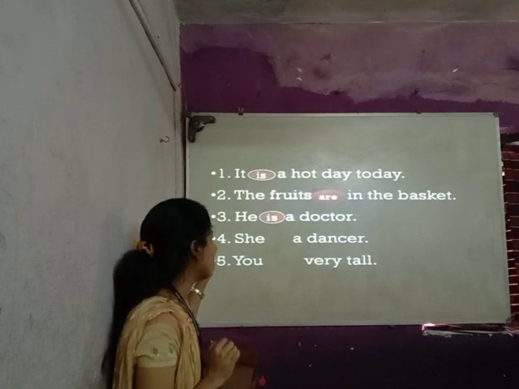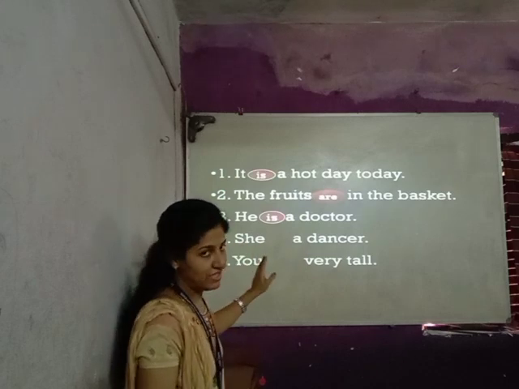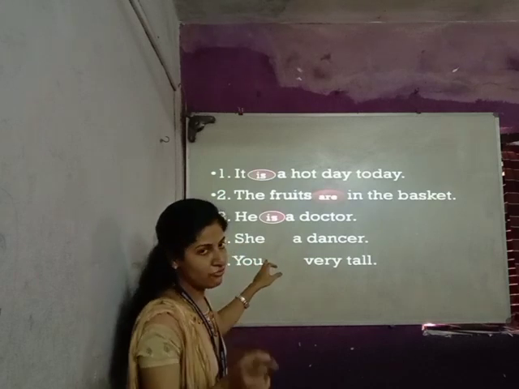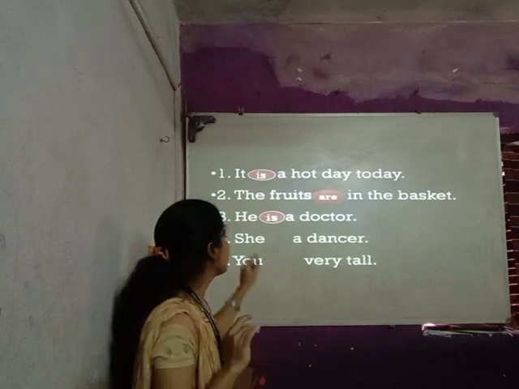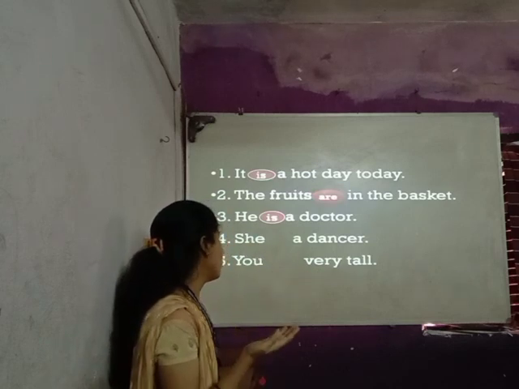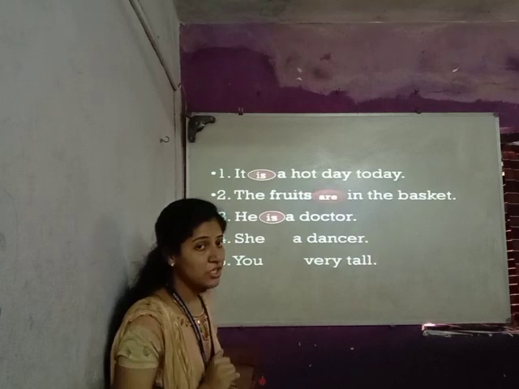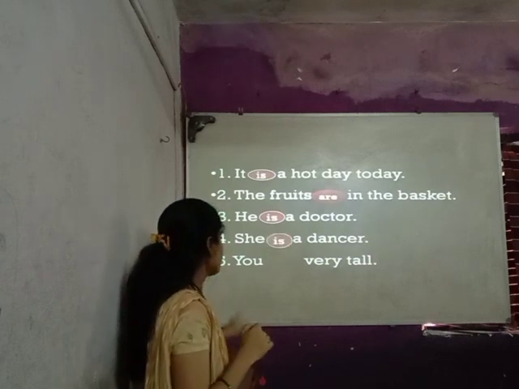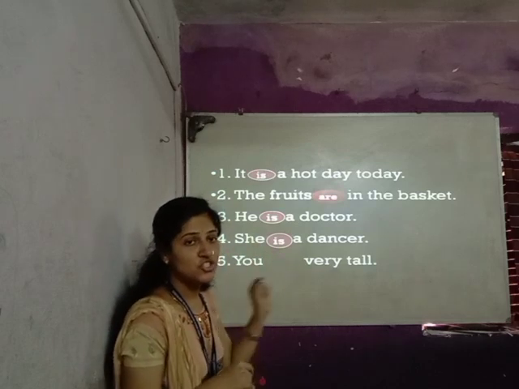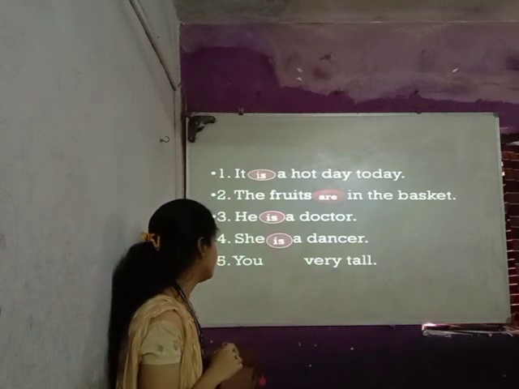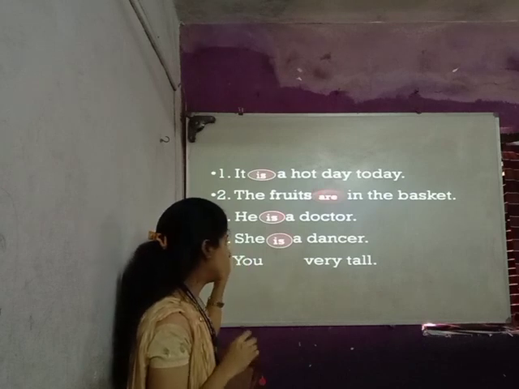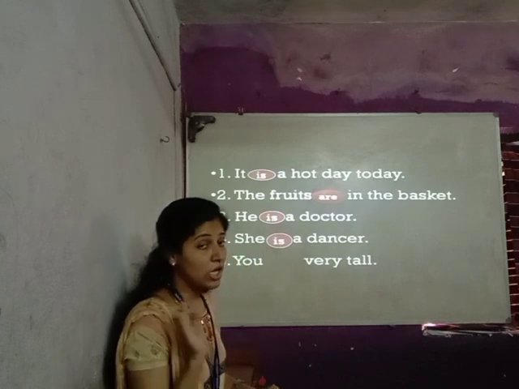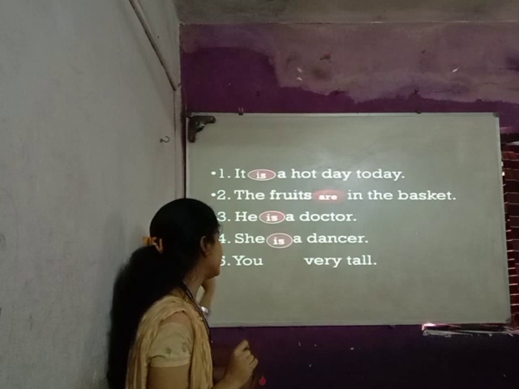Okay. Now see the number 4. She dash a dancer. In that space we have to fill is, am or are. So he, she, it, what do we use? Yes, is. So she is a dancer. So we use is with he, she and it. Always remember.